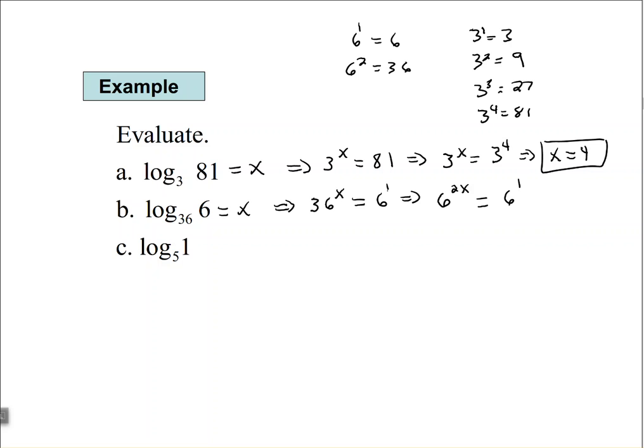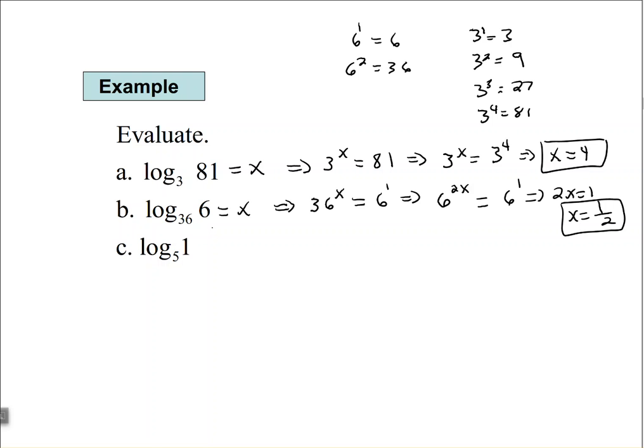So again, if the bases are equal, then the exponents are equal as well. So now I can set the exponents equal to each other and solve the equation to find the answer. So now 2x equals 1, therefore x equals 1/2. And what that tells me is that log base 36 of 6 equals 1/2.